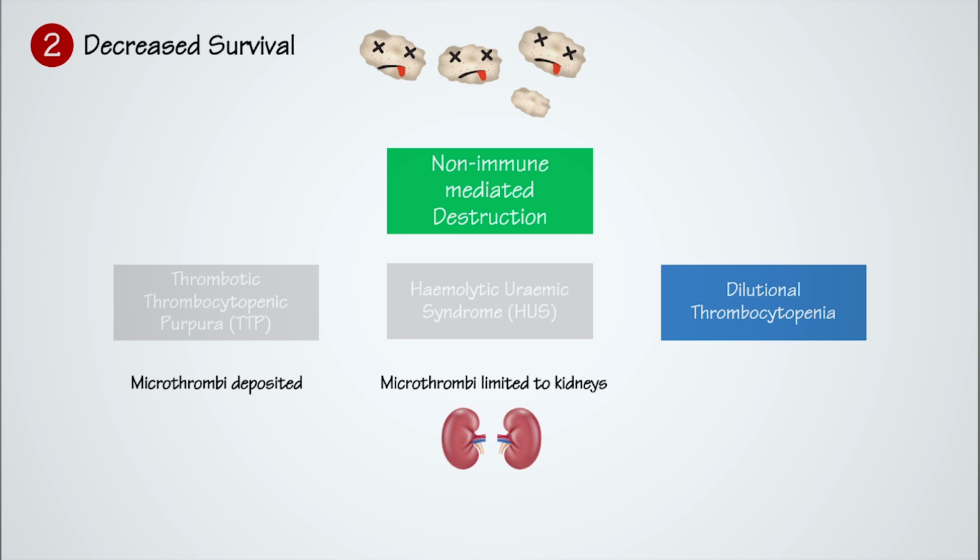Dilutional thrombocytopenia is known as one of the major adverse effects that are associated with massive blood transfusion due to excessive blood loss in the patient. And it happens in the case when the transfused blood contains less amount of platelets. So, dilutional thrombocytopenia is caused by platelet dilution with red blood cells and crystalloids from the transfused blood.